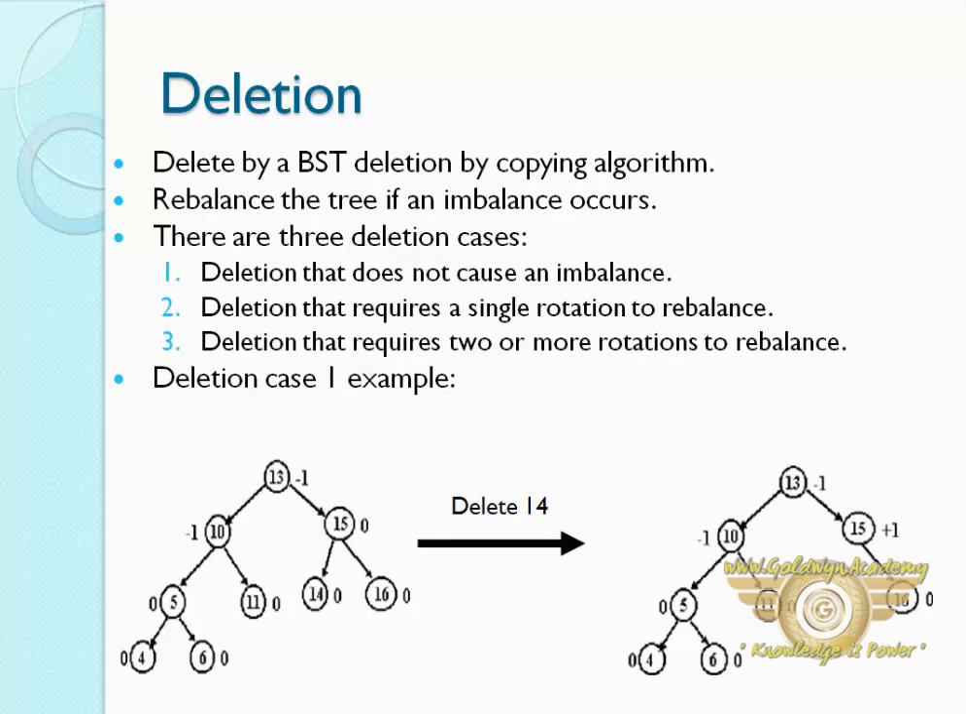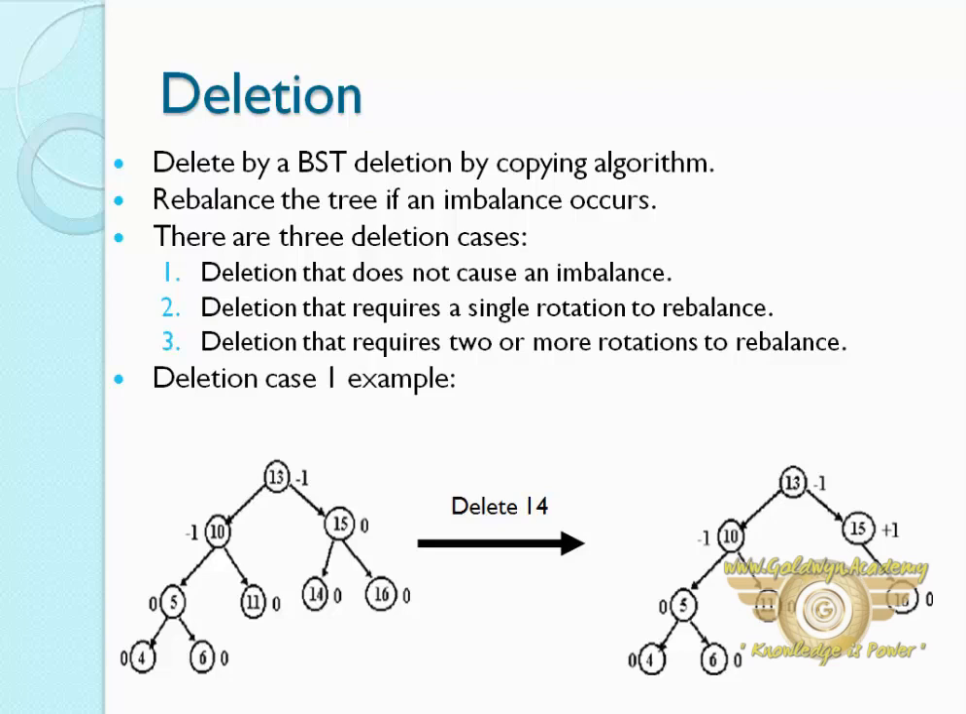Now deletion. Delete a node by a BST deletion by copying algorithm. Rebalance the tree if an imbalance occurs. There are three deletion cases. Number 1, deletion that does not cause an imbalance. Number 2, deletion that requires a single rotation to rebalance. Number 3, deletion that requires 2 or more rotations to rebalance.